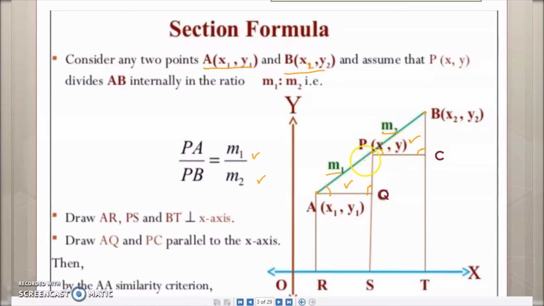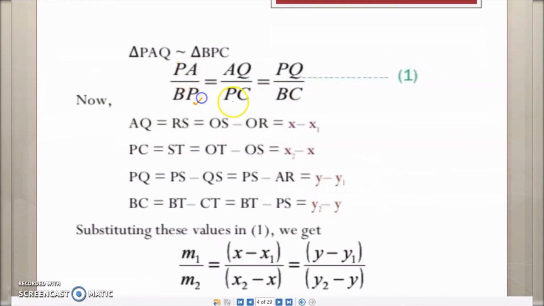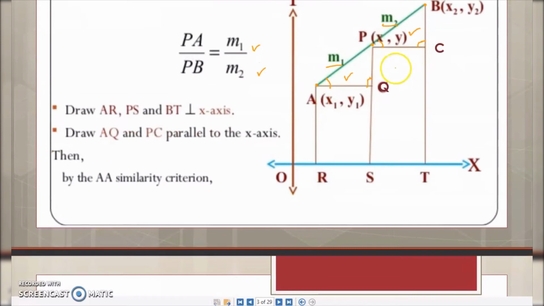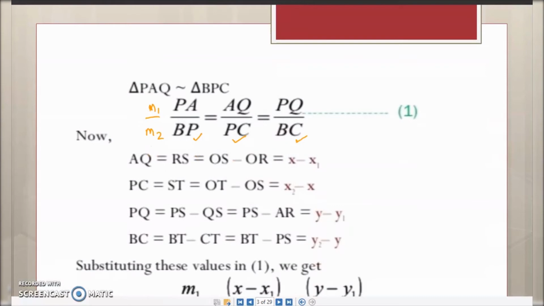Now if they are similar, the ratio of their sides will be equal. Next we will equate the ratio of the sides. So PA by PB is equal to AQ by PC is equal to PQ by BC. This is by similarity of PAQ and BPC by AA. So next we will find out these ratios. Now what is PA? PA is already given to us as m1 and PB is m2. Next we have to find AQ, PC, PQ and BC.